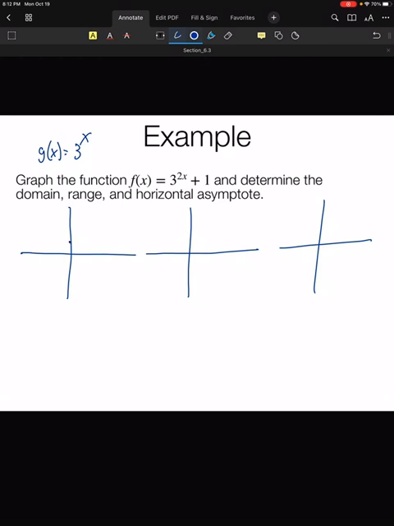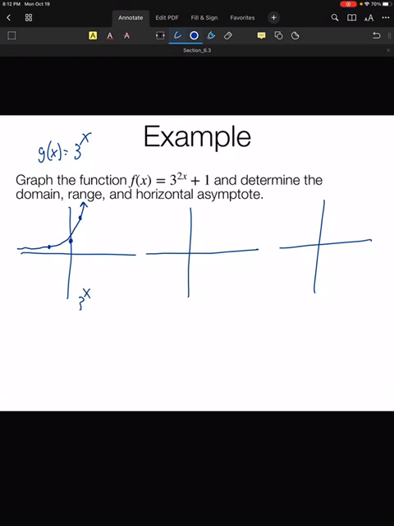Okay? And so 3 raised to the x power crosses the graph at 0, 1, and then the other point is 1, 3, and then -1, 1/3. Okay, and so it looks like that. Okay, I know it's a rough sketch, but that's what it looks like. That's 3 to the x.